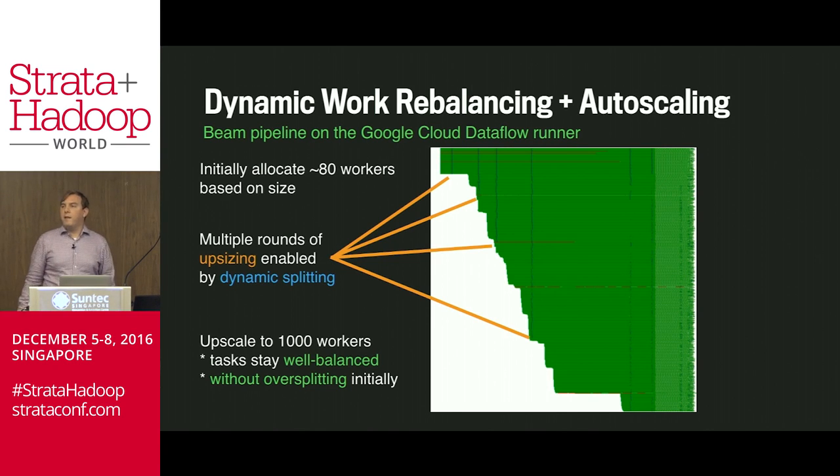All of the work stayed balanced, right? All of the workers were active pretty much the entire time they were up. We did not have to oversplit initially. So we didn't have to produce, you know, tens of thousands of tasks for our only 80 machines, which would have been a lot of extra overhead, a lot of opening files and seeking to the middle of them or things like that. So we really had a pretty optimal execution of this job.